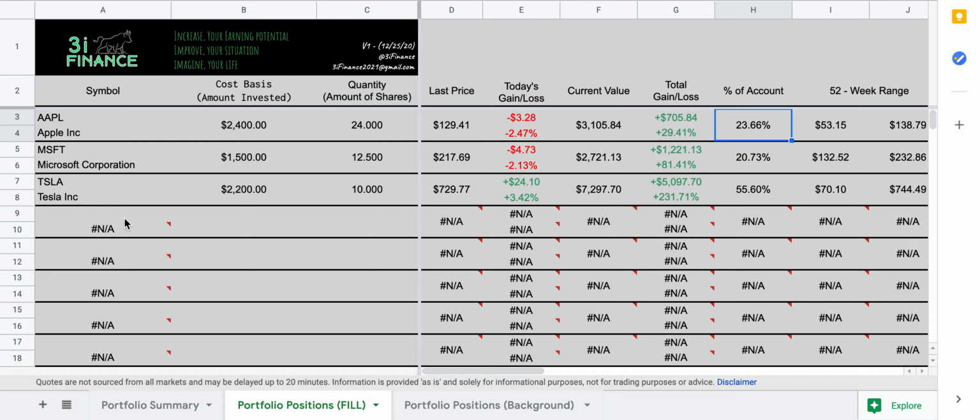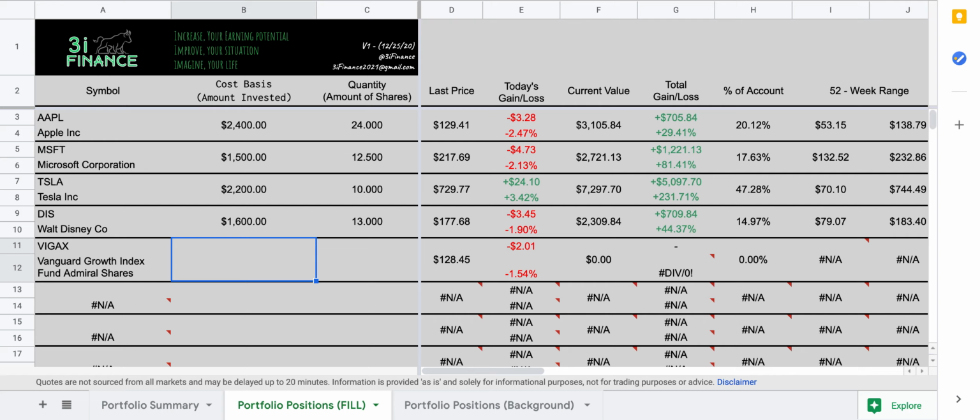So to enter a few examples here, I'll enter in Disney with ticker symbol DIS. Let's say you invested $1,600 into Disney, and that got you 13 shares. So let's watch again. I'll input another, a Vanguard mutual fund, and see that the information will populate. So let's say you invested $2,500 into that mutual fund, and that got you 34 shares.